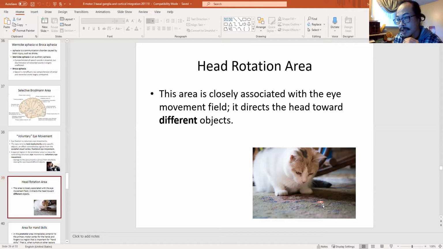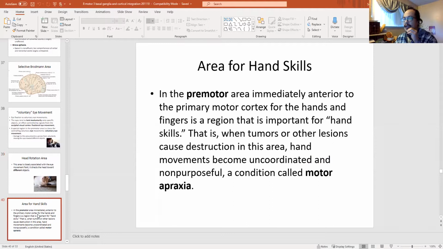We also have this region called the hand area, and this is the designated specialized area for our fine hand movement.